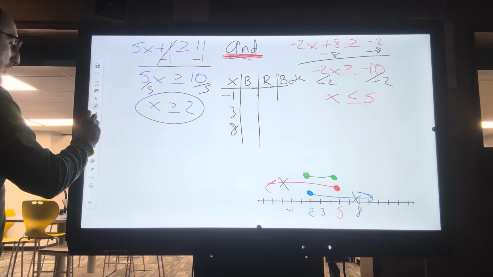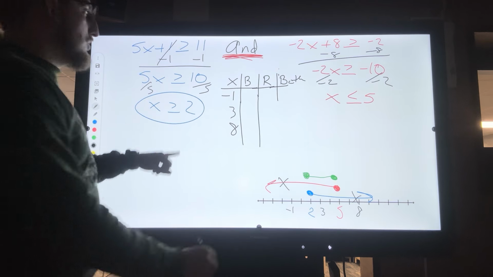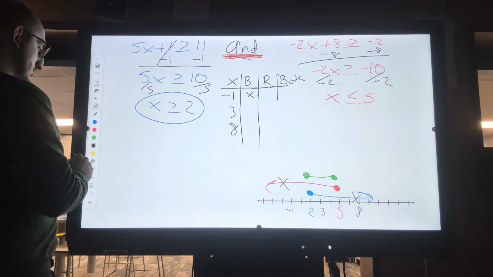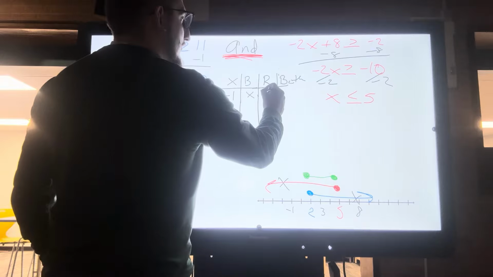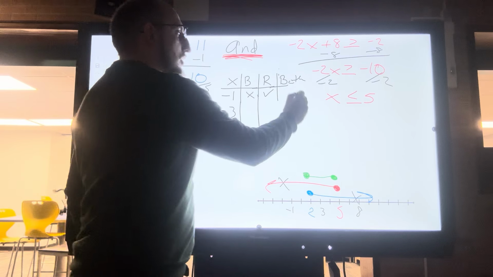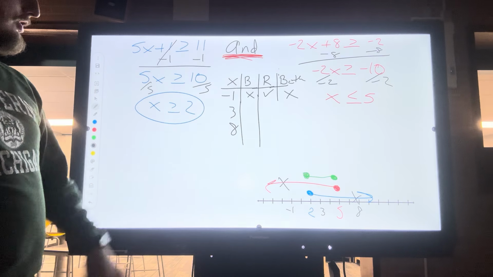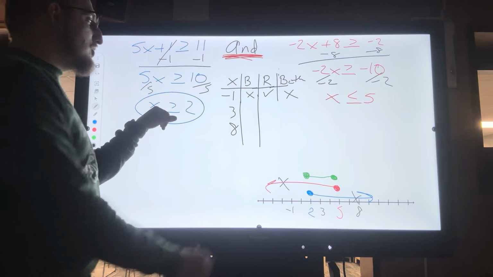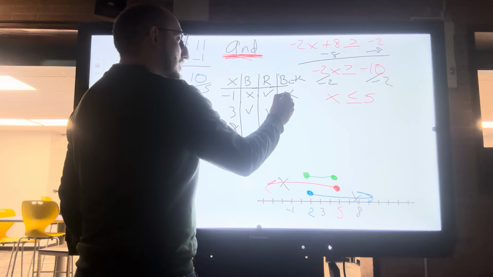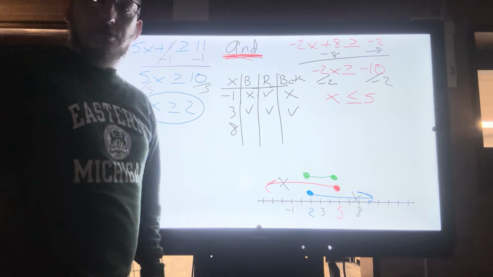So let's plug negative 1 in. Is negative 1 greater than 2? Nope. Does not work. Is negative 1 less than 5? It does work. But does it work for both equations? No. And that's why it's not in our green spot. Let's try 3. Is 3 bigger than 2? Check. Is 3 less than 5? Check. So does it work for both? Check. That's why it's in our green section.